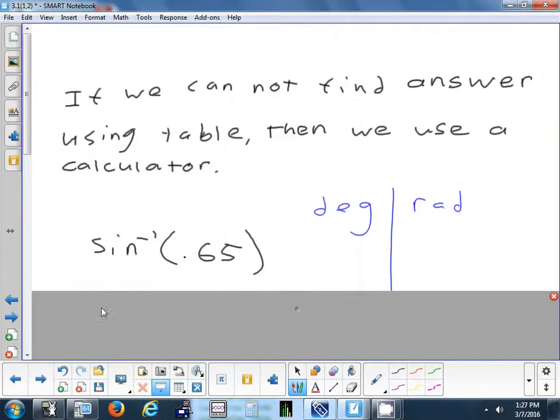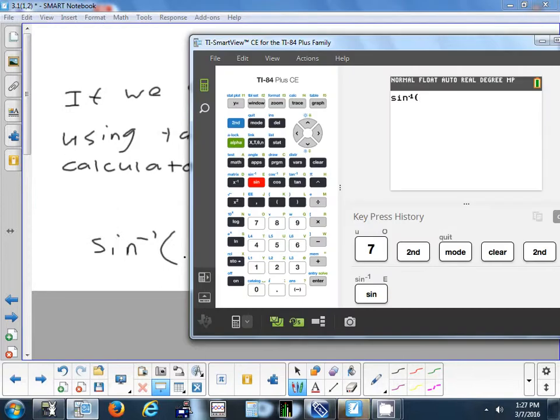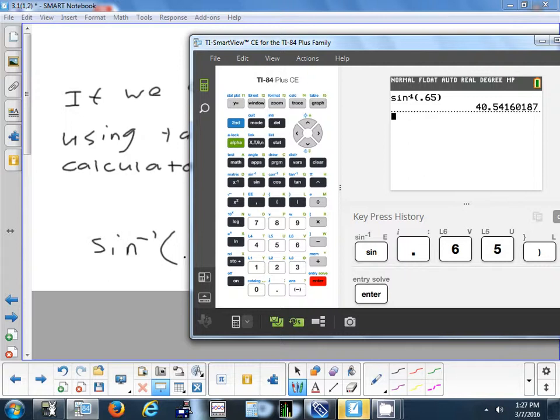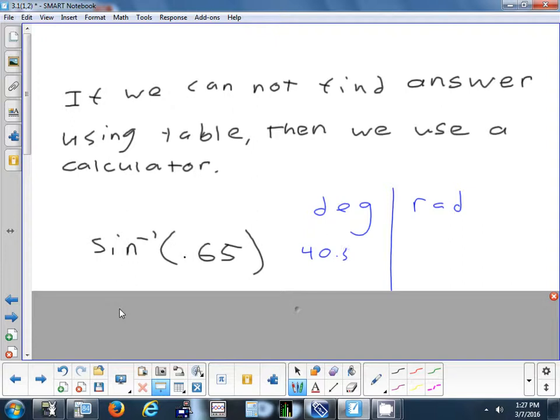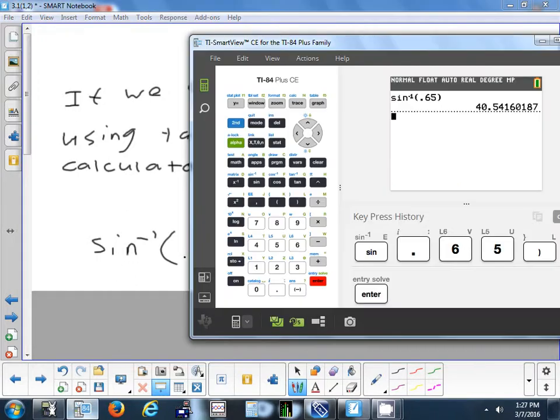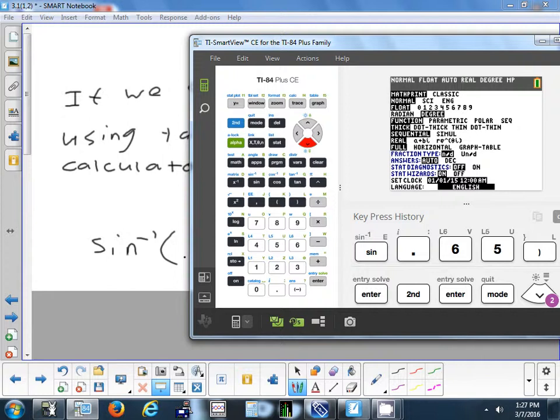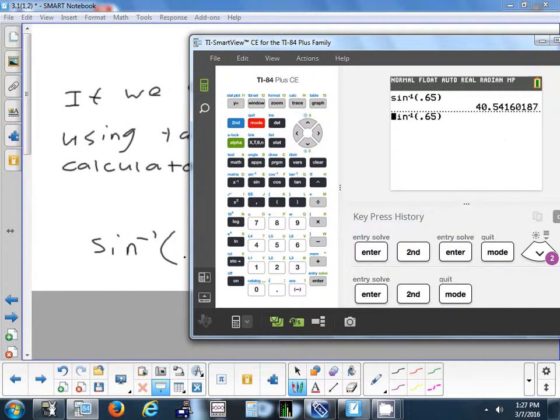All right, so second inverse sine, 0.65. If I'm doing it in degrees, I get 40.54. If I want to do it in radians, I don't change anything I type in. What's the only thing I have to change? Yeah, just change the mode. Type exactly the same thing in again. In radians, it's about 0.771.